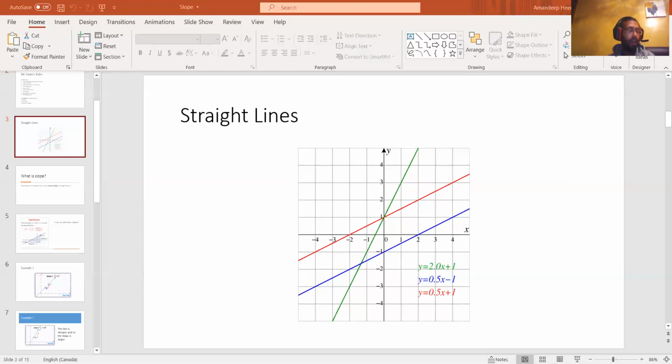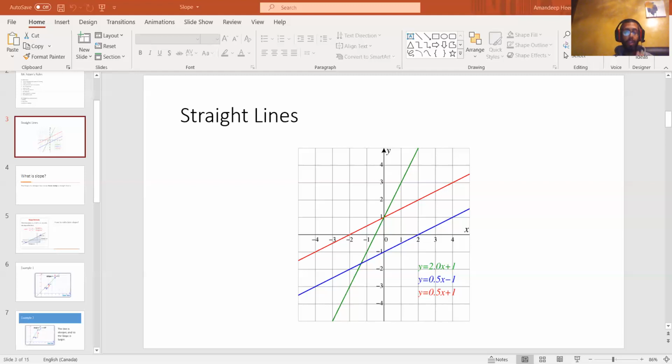Now we understand the formula to calculate it. Let's give an example of how to do it. Let's look at this problem. We want to find the slope of the line that goes through the ordered pairs (0, -3) and (2, 0).